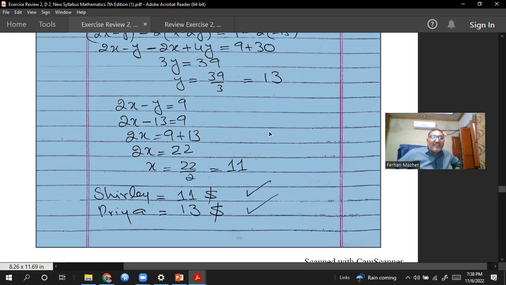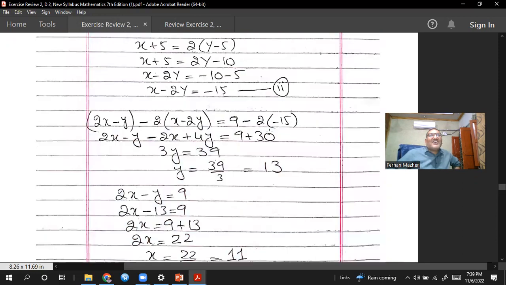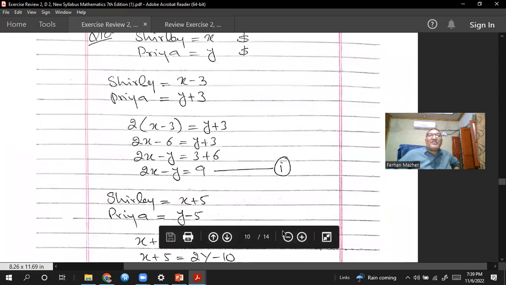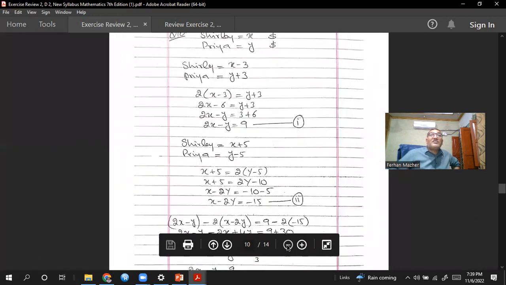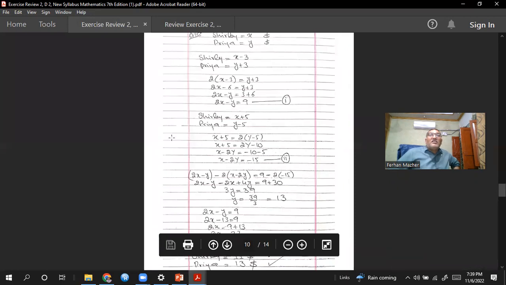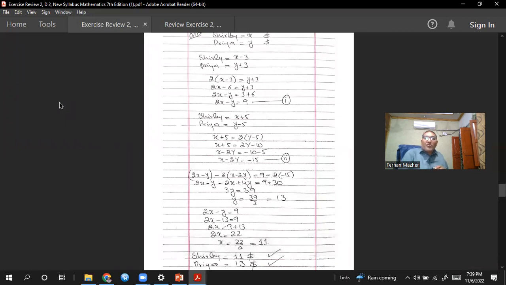So it means that Shirley at the start has X dollars, which means $11, and Priya initially has Y dollars, which means $13. So this is how this question is done. Let me reduce the size so you can see the question. Now you can see the whole question showing up on your screen, and you can pause the video and take your time with this solution.